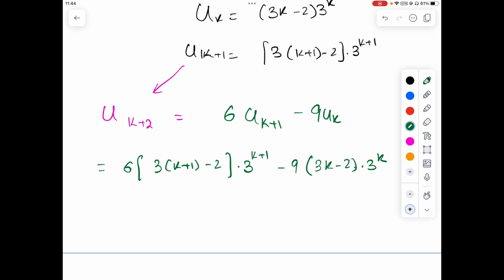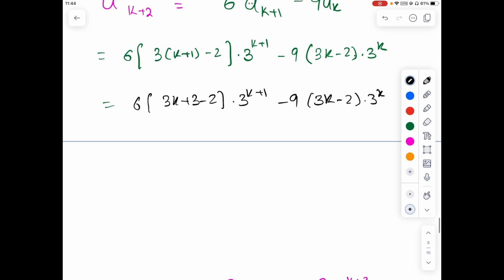So what does that become now? 6 times 3k plus 3 minus 2 times 3 power k plus 1, minus 9 times 3k minus 2 times 3 power k. What can I take common? I can take 3 power k plus 1 common. So 3 power k plus 1 is gone. So what am I left with? 6 times 3k plus 1.